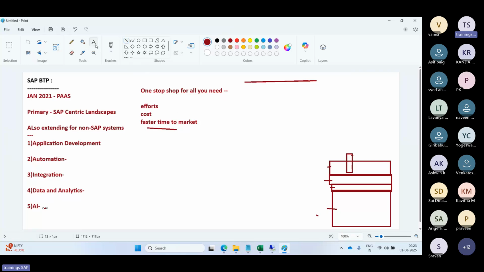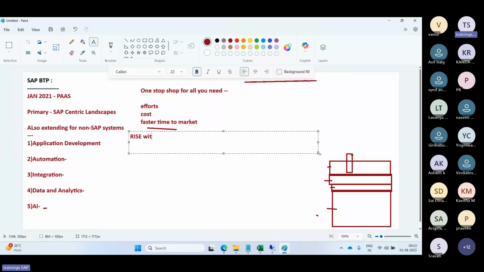The Rise with SAP concept is like one offering, one package, one license. All SAP features, you can use here. One contract, one licensing. You can use the full-fledged BTP related services and solutions here. So that's why SAP introduced the Rise with SAP concept.